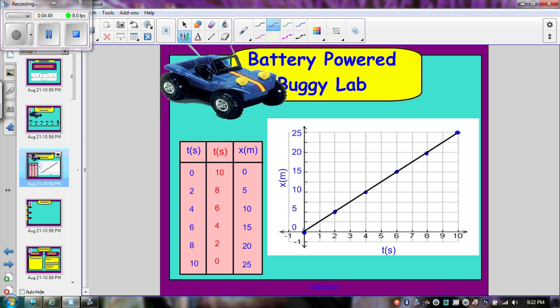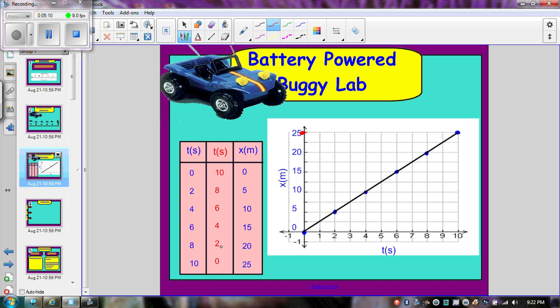So at time 0, be careful on this one, at 0 seconds, where was the car on the returning trip? You might be tempted to say it was at the 0 meter mark, but that's actually not true. At the 0-second mark, it was actually at the 25-meter mark that we had placed on the wall. So at 0 seconds, I would place a dot here at 25 meters.